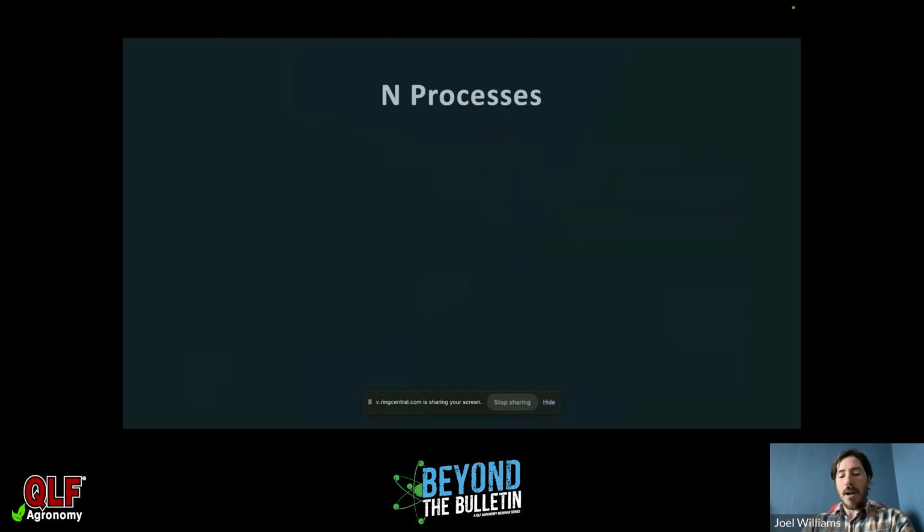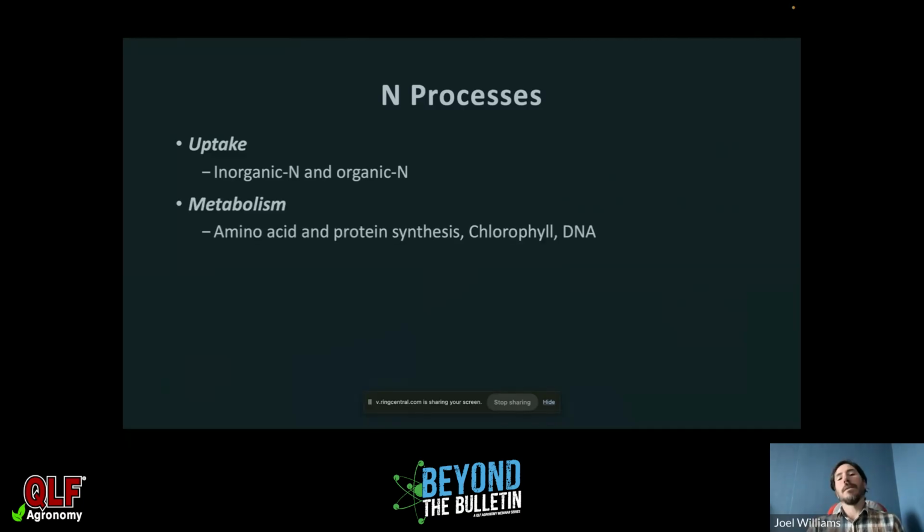Firstly, there are a range of different processes in which the plant engages with this important element, nitrogen. The first one, of course, is uptake. First, the plants need to acquire nitrogen from the environment. A lot of nitrogen comes from the soil, so we have uptake from the soil. But we also have other processes, like nitrogen fixation, that deliver nitrogen into the plant. When we talk about uptake, there are two main categories: inorganic nitrogen and organic nitrogen forms which the plant can take up. We're going to deep dive into those two in particular.